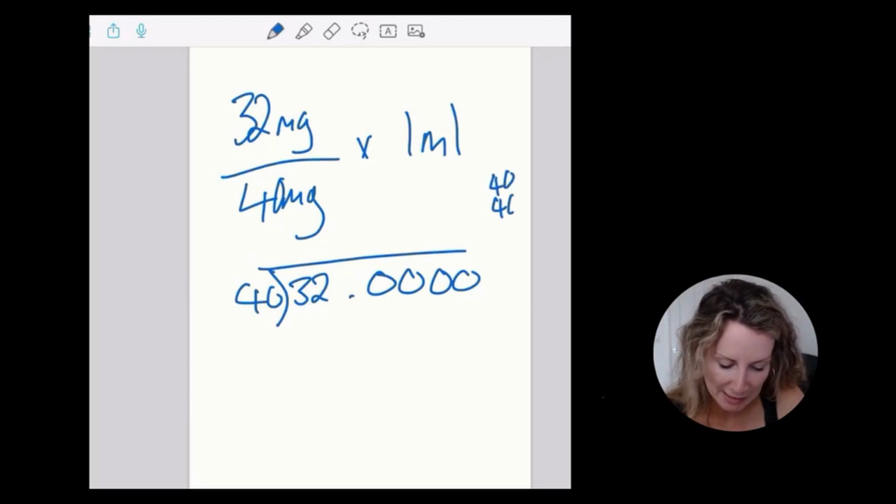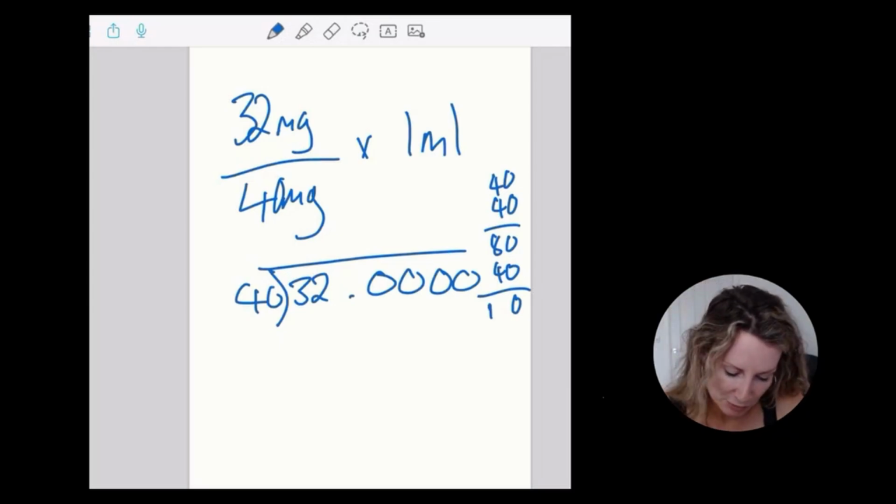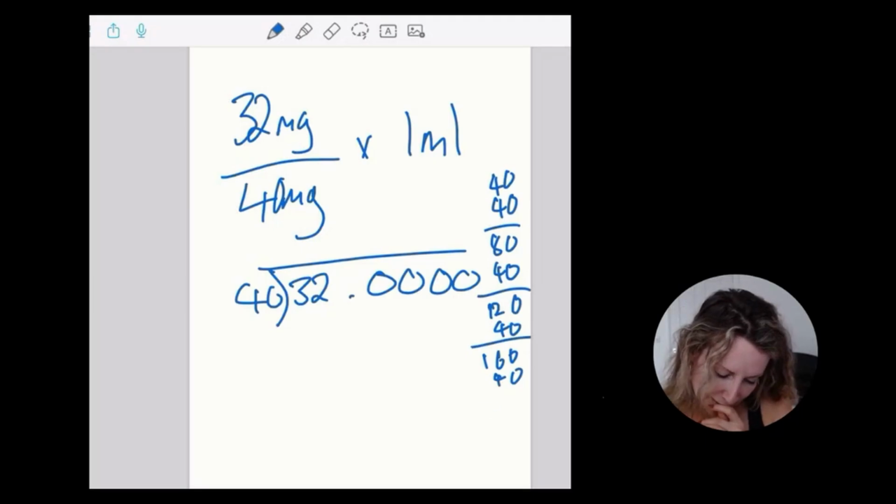So 40 add 40 is going to be 80. Add another 40, that's 120. Add another 40, that's 160. And add another 40 is going to be 200.